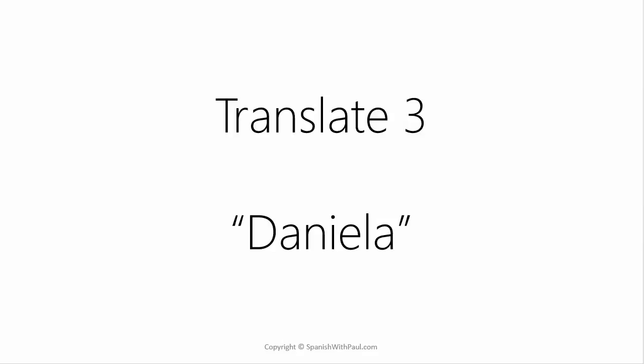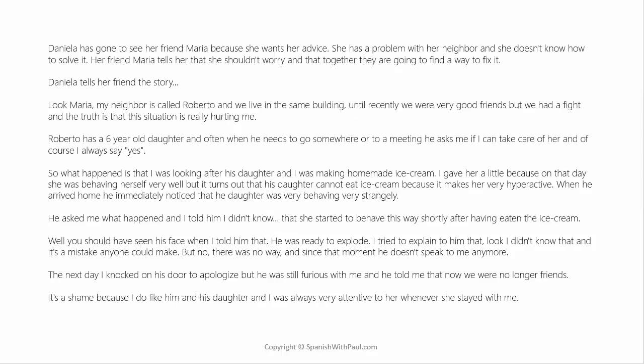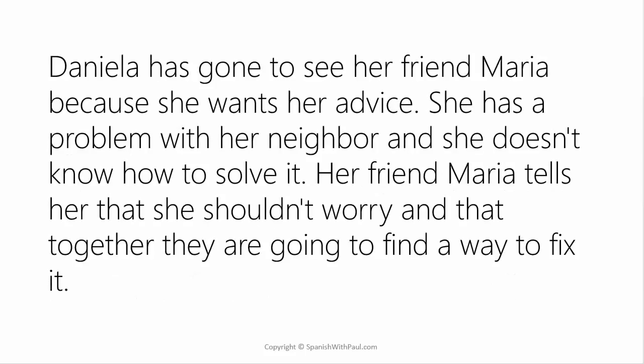This next translation is simply called Daniela, and it's kind of like an agony aunt style of story where someone goes looking for advice. You can see the full script here. So let's go and try to translate the first phrase. So it says, Daniela has gone to see her friend Maria because she wants her advice. She has a problem with her neighbor and she doesn't know how to solve it. Her friend Maria tells her that she shouldn't worry and that together they're going to find a way to fix it.